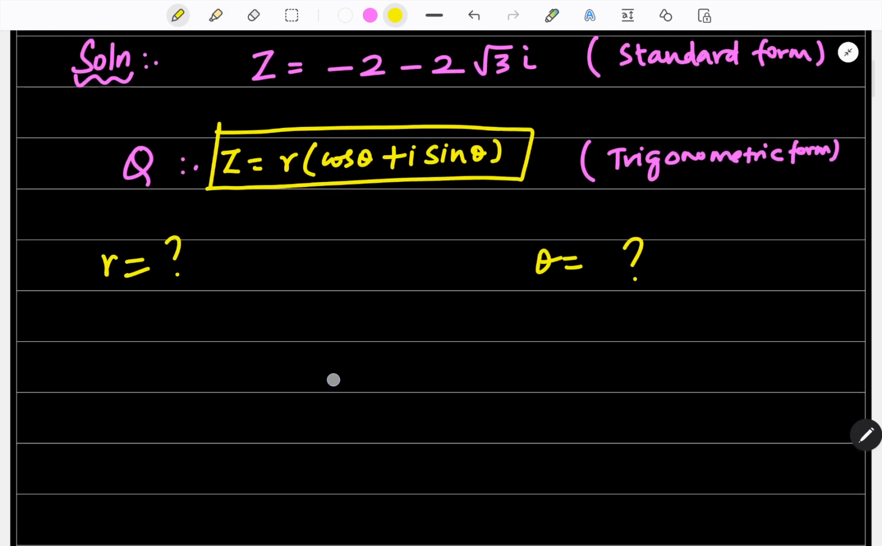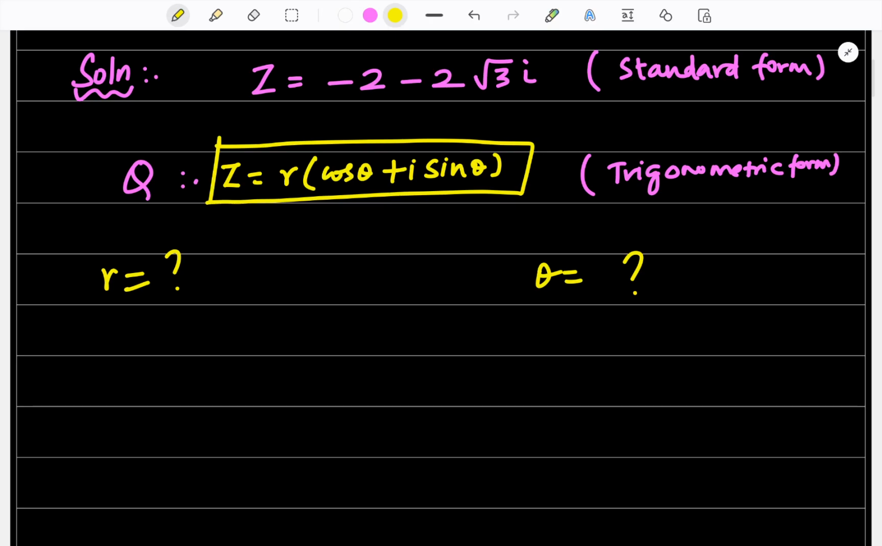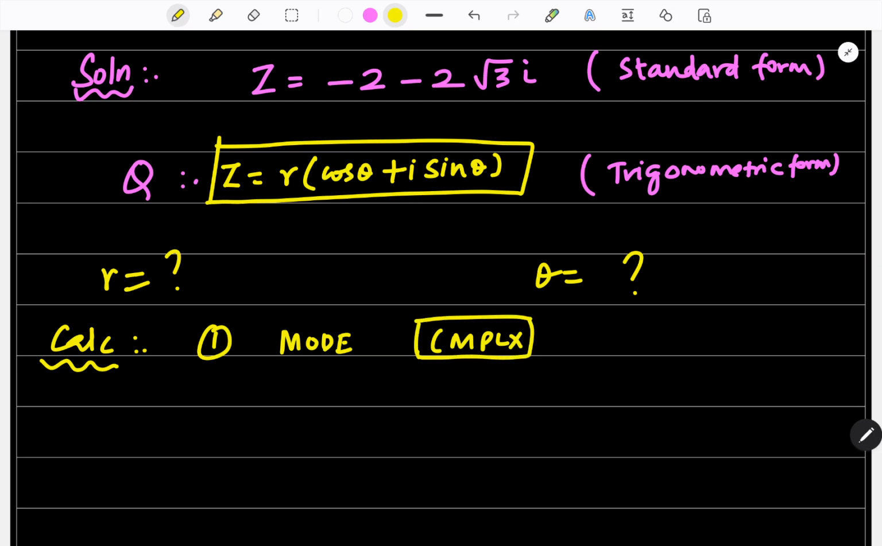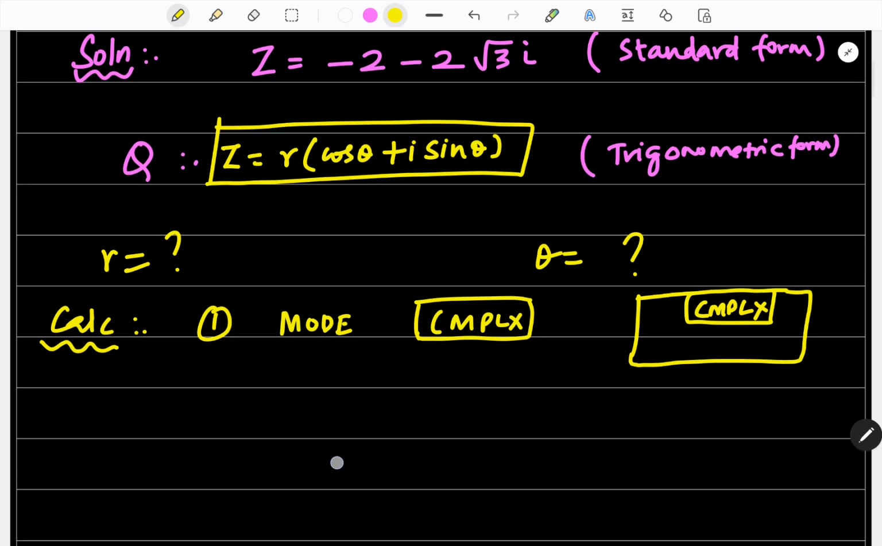So now we are going to the calculator. What is step number 1? Step number 1 is Mode and then press complex. Once you press complex, the screen will show complex. Keep in your mind, the screen will come as complex. So make it ready. Now we are able to use complex mode.